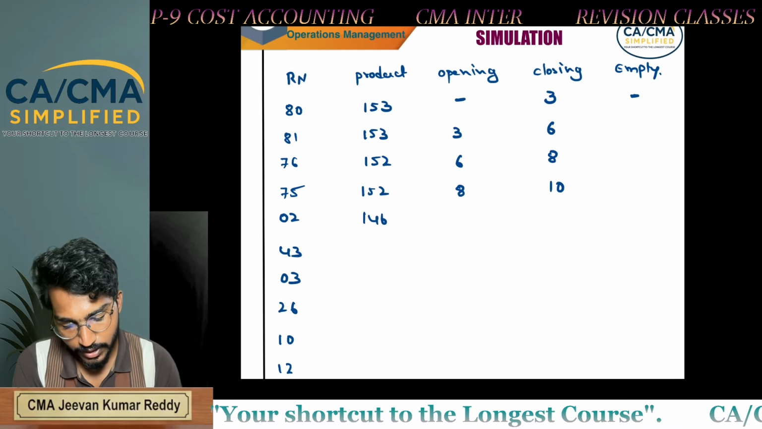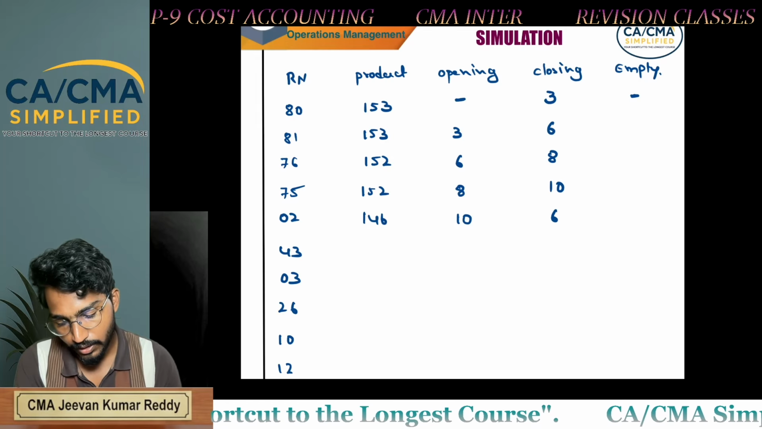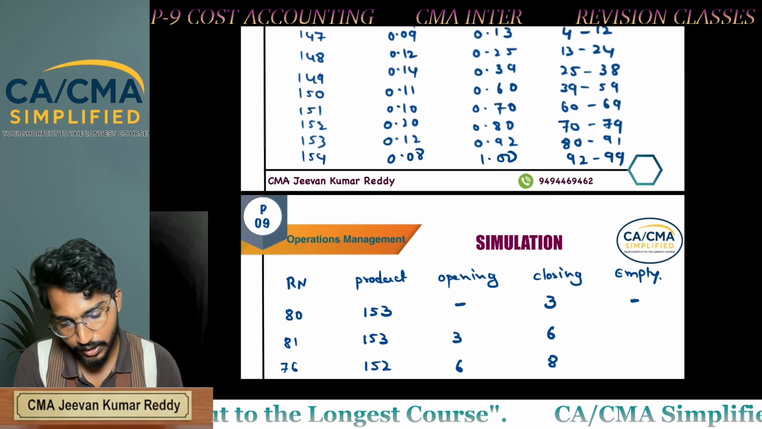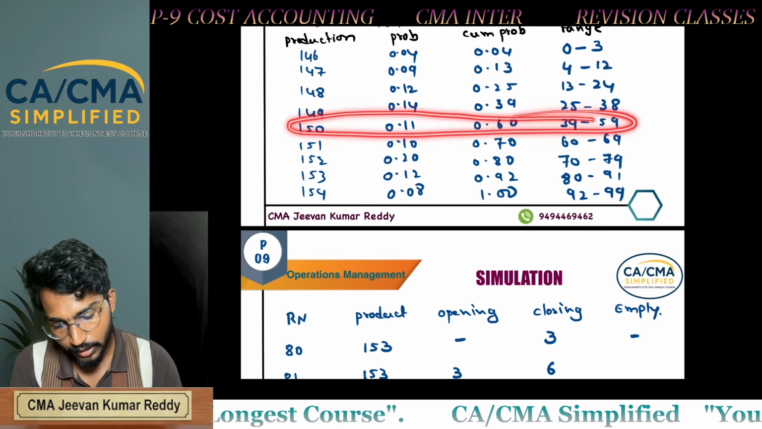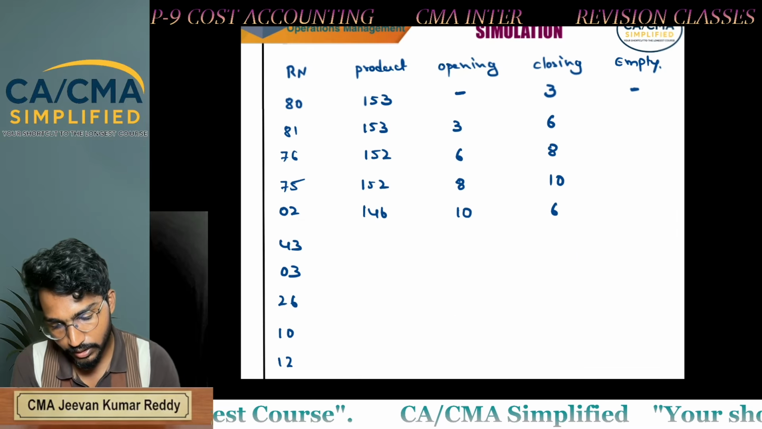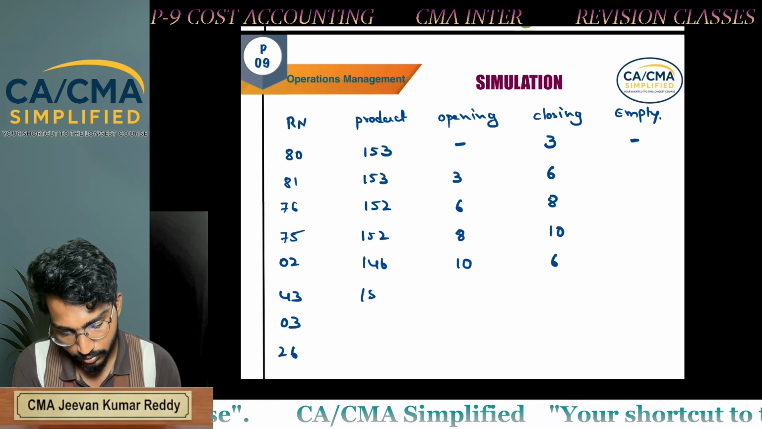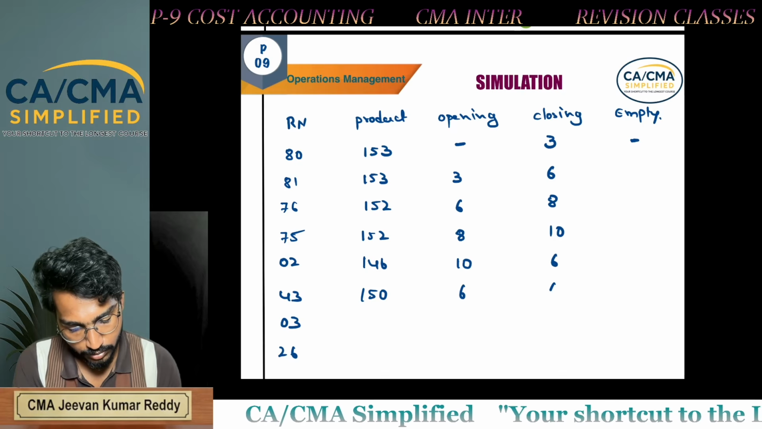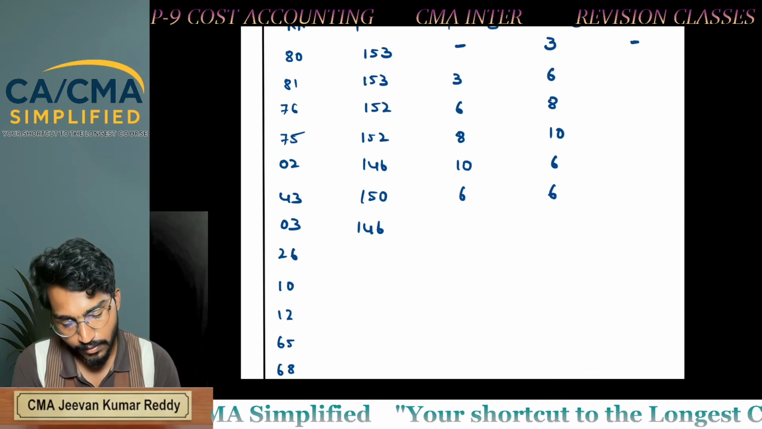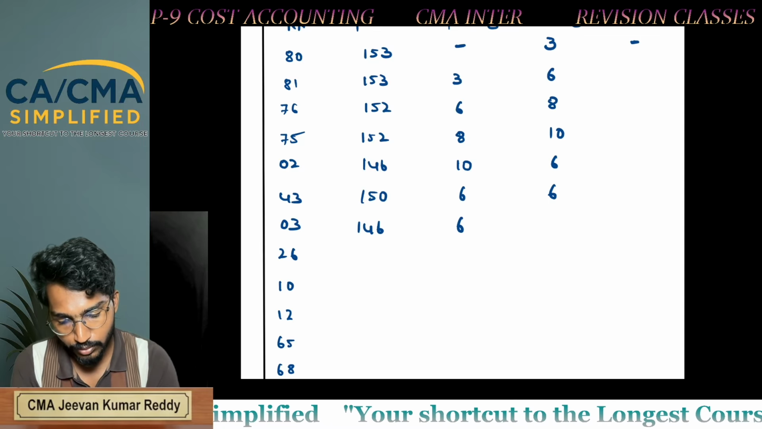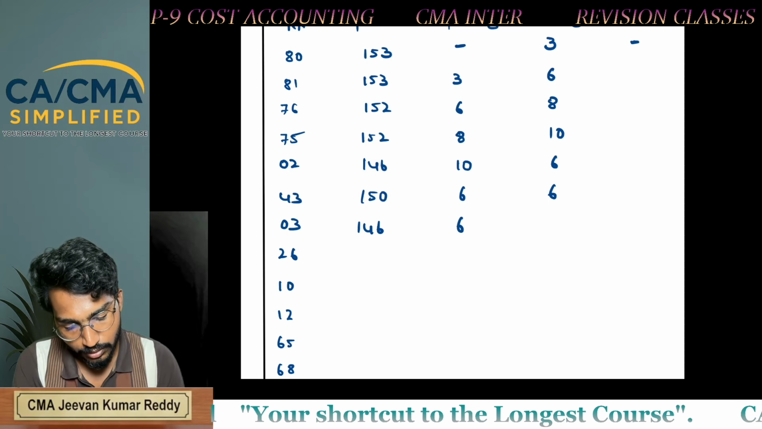146 plus 10, that is 156 minus 156. Next, 43. 43 lies between 39 and 59, that is 150. 150. 6. So we are left with 6. That means 146. 146 plus 6, 152. So we transported 150. That means we are left with 2.